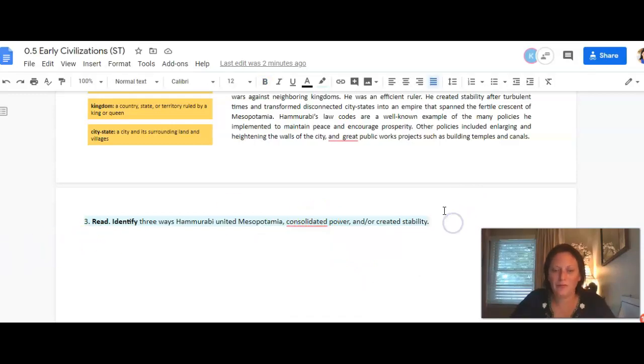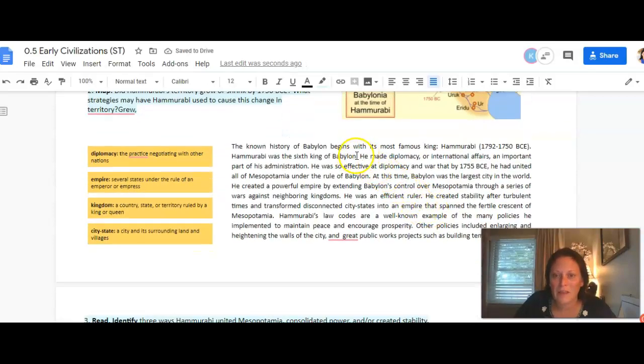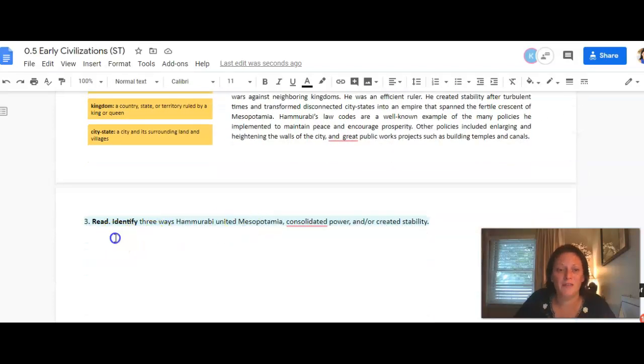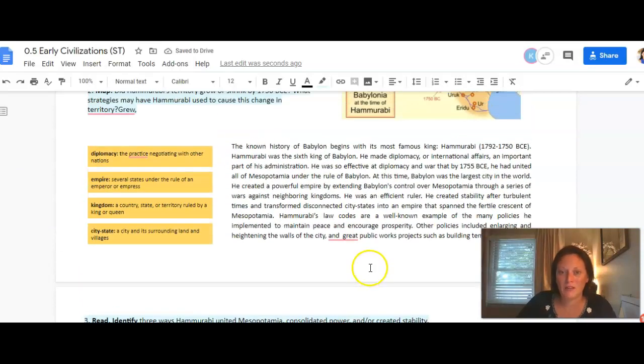All right, so first up here, the first thing that I saw is that he was good in international affairs. So he was effective at diplomacy. And we also know that diplomacy means negotiating with other nations. So we can say he was effective at diplomacy. That's one reason why Hammurabi could successfully consolidate so many different areas into one big nation.